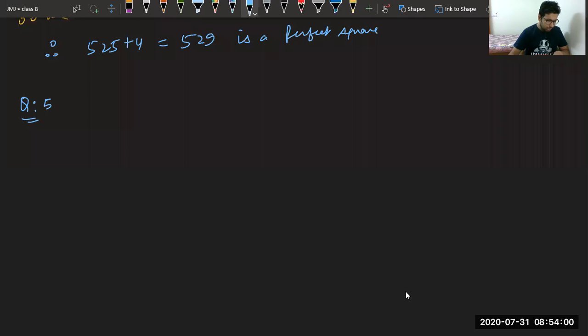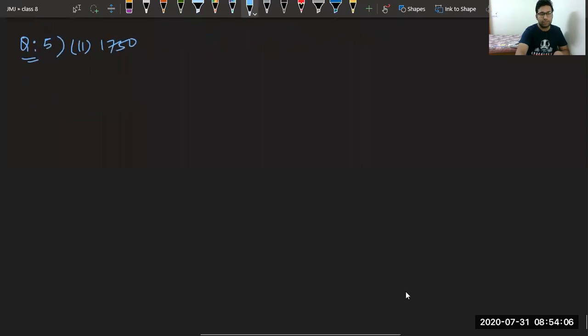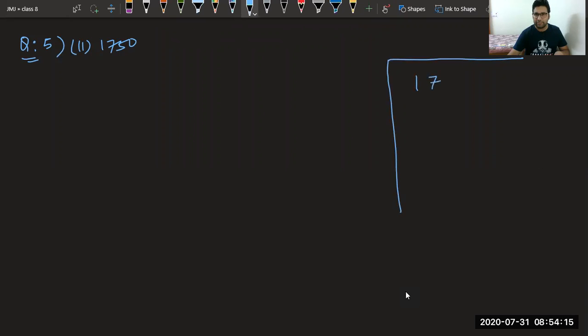Let me take 1750. Now I will tell you one more trick. See, 1750. First we'll find whose square is less than 1750. First find that thing. Again make pairs. We all know 4 square is less than 17. So 4 4s are 16. 1 is remainder.